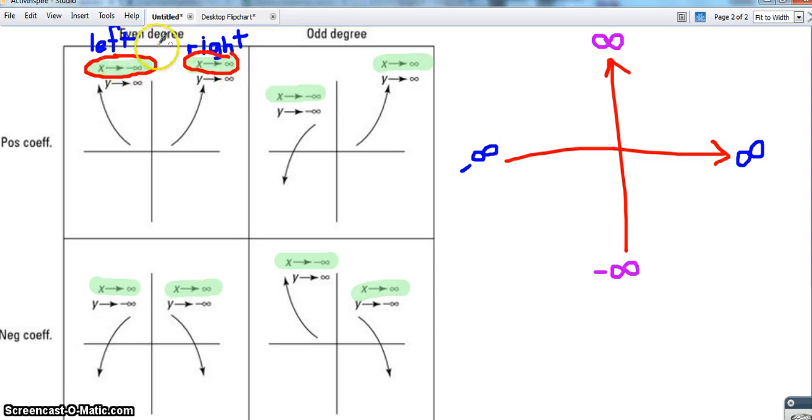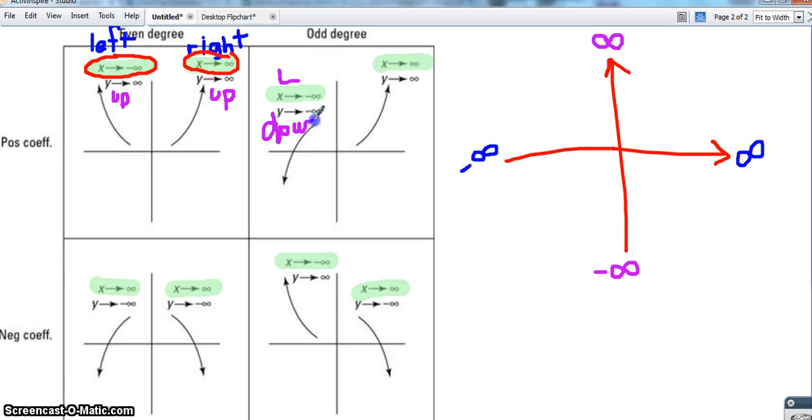So after you've said left and right, then you have to say what's happening on the left and what's happening on the right. So this says on the left, my graph is pointing up. And this says on the right, my graph is pointing up. Because both of those say y approaches positive infinity. So as long as you substitute an f of x for that y, you would have the way we normally do that. This one says on the left, my y values are pointing down. My arrow is pointing down. So that's what this is saying.